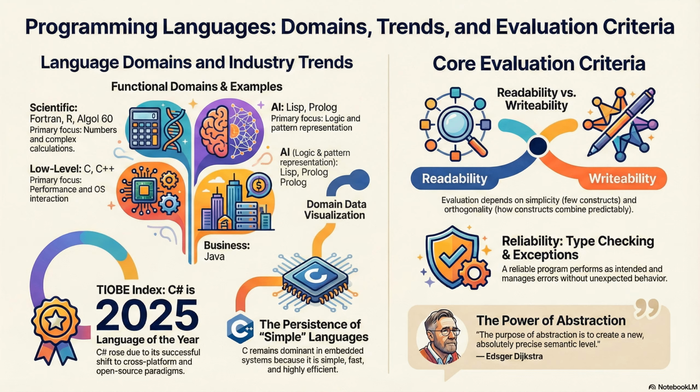Yeah. But this leads us to the theoretical meat of the course. How do we measure better? Because I like it more isn't an engineering metric. Exactly. The notes outline 4 specific criteria for evaluating any programming language: readability, writability, reliability, and cost. These are the pillars. Let's break them down.